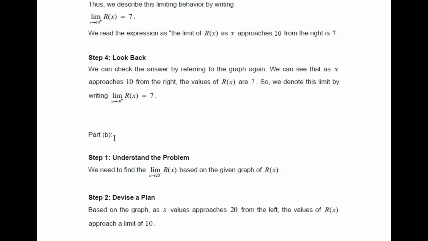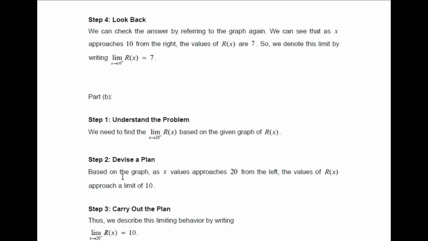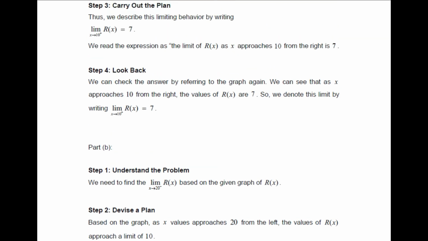Next, we move to part B. Same as part A, but in part B, we need to find the limit of R(s) where x is approaching 20 from the left based on the given graph of R(x). So, we devise a plan, where we can see on the graph that as the x value approaches 20 from the left, the value of R(s) approaches a limit of 10. We move to the graph.